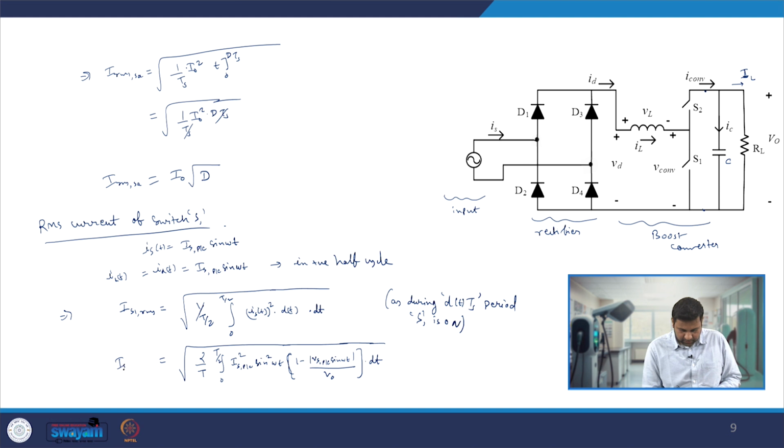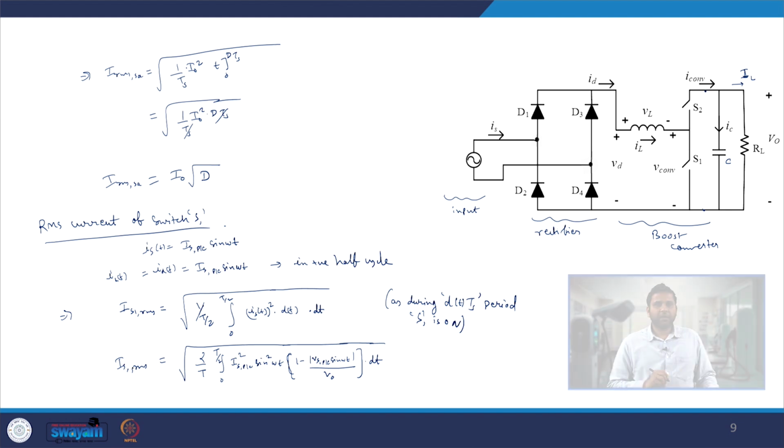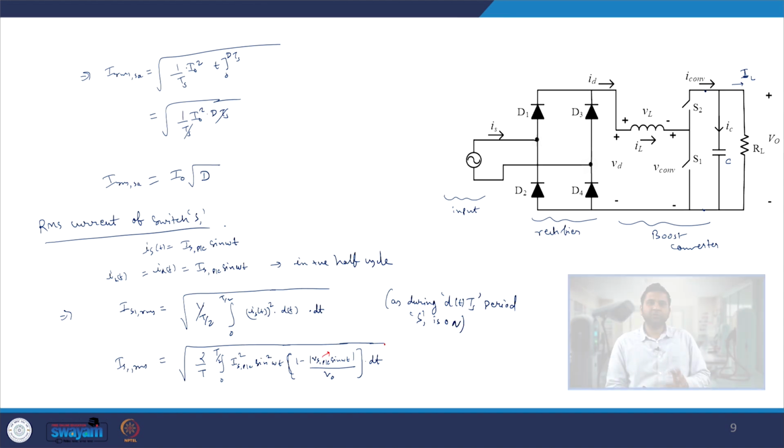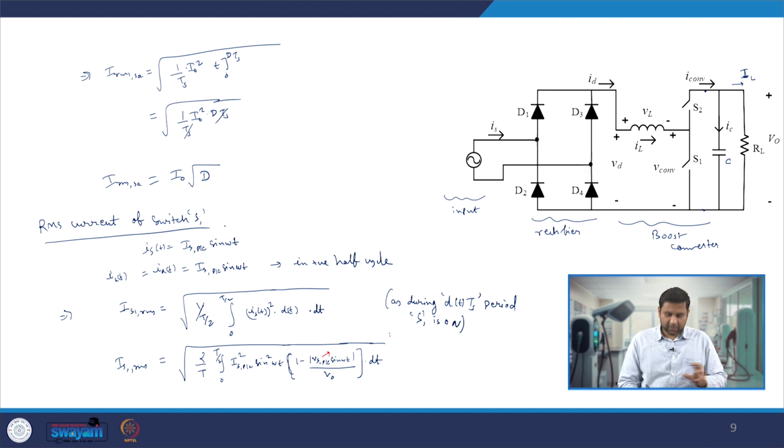Now using this expression, one can put it in high-end mathematical software and easily evaluate what will be your IS1 RMS. In this expression, Vs peak is known once you know the RMS input voltage, since Vs peak is root 2 times that RMS value. Once the converter specification is defined, you already know your V naught value. So these two variables you know.